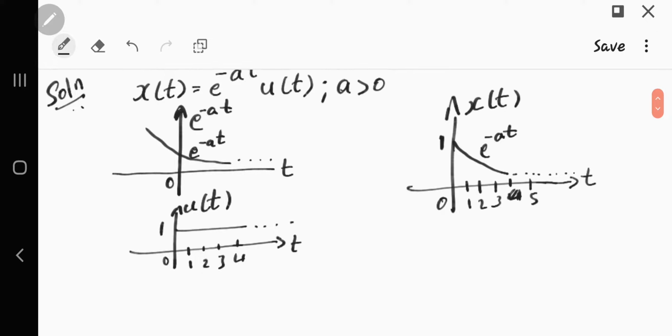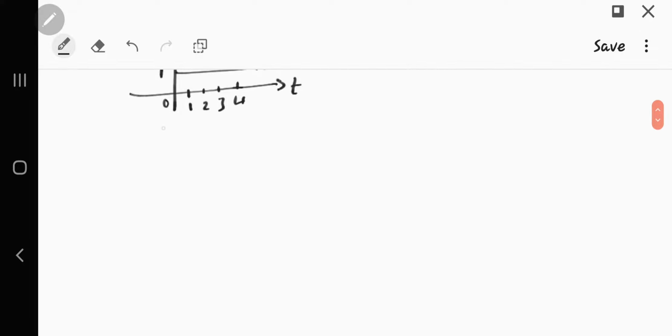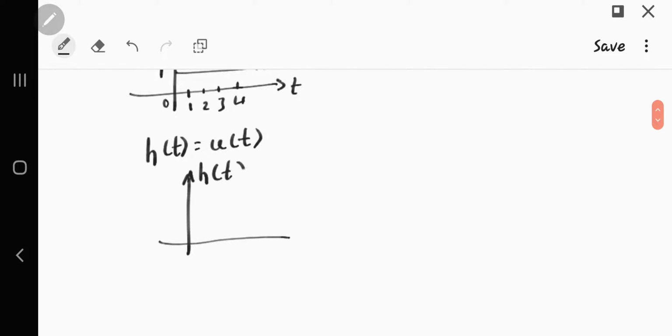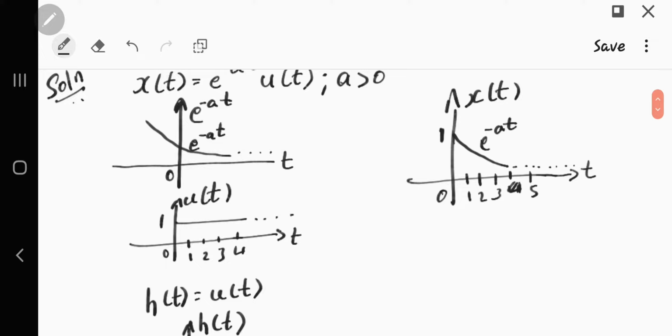Next, let's plot h of t. Given h of t is equal to u of t. So u of t, as per the definition, is a unit step function for values of t greater than or equal to 0 with amplitude 1. So this is h of t, and this one is x of t. Now we are convolving an exponential signal with a unit step function. That is the overall process we have to do.